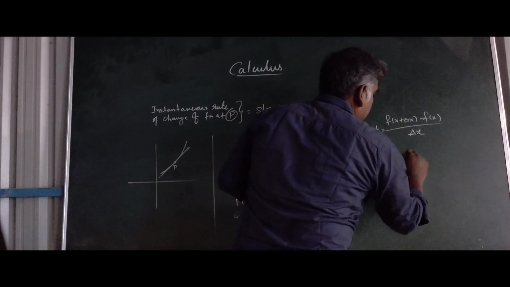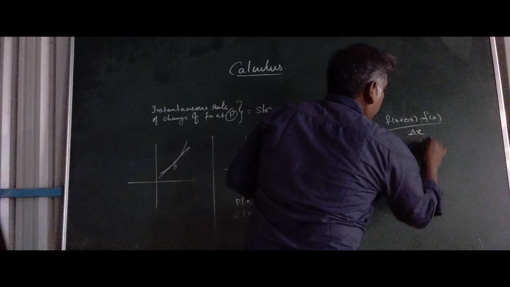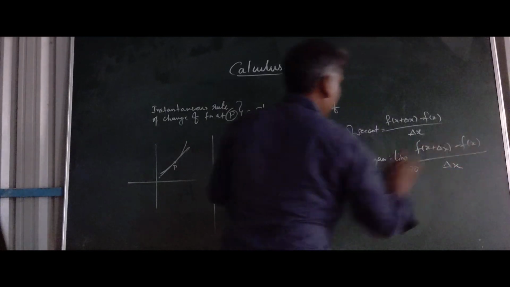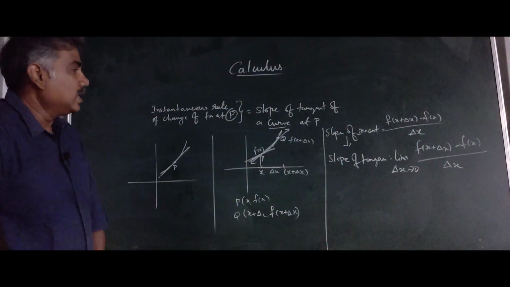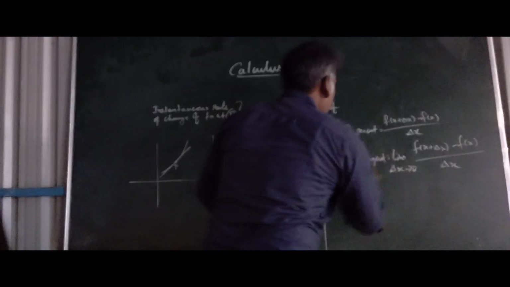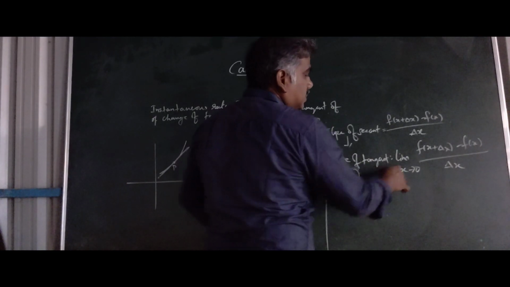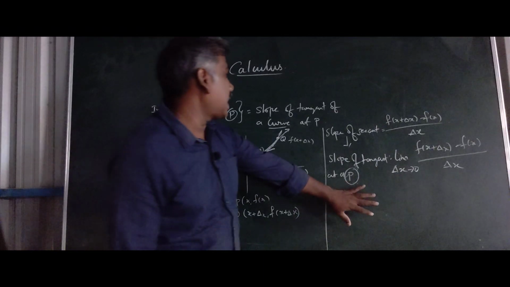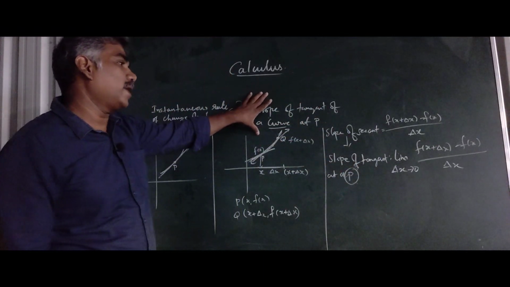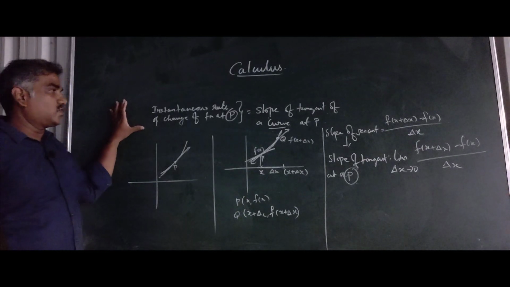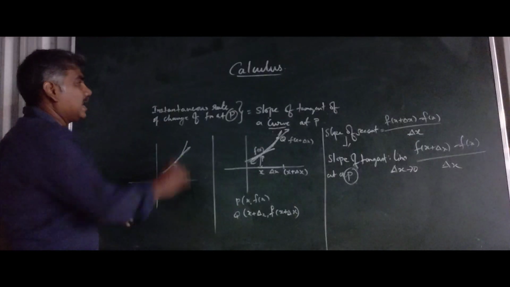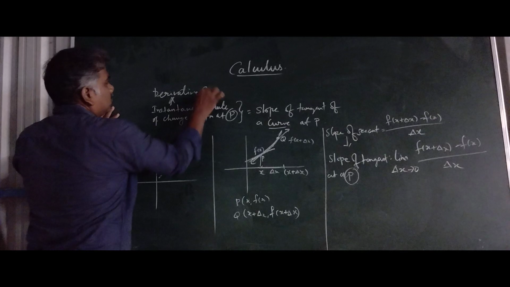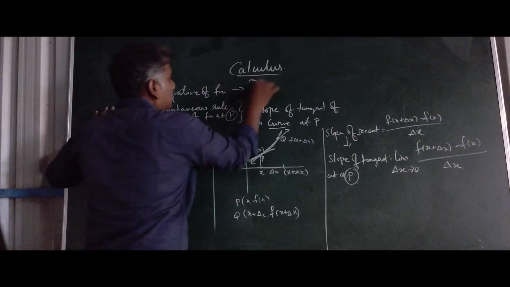So what is the slope of the tangent here? It is limit del x tends to 0 of f of x plus del x minus f of x divided by del x. So we've arrived at the conclusion that the slope of the tangent at a point P is limit del x tends to 0 of f of x plus del x minus f of x by del x. This is the slope of the tangent of the curve at point P, and this is your instantaneous rate of change of a function at point P. This is called the derivative of the function, and this is known as differentiation.